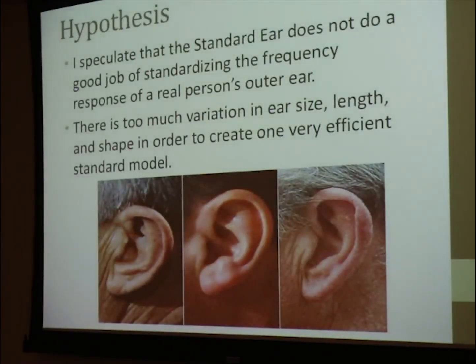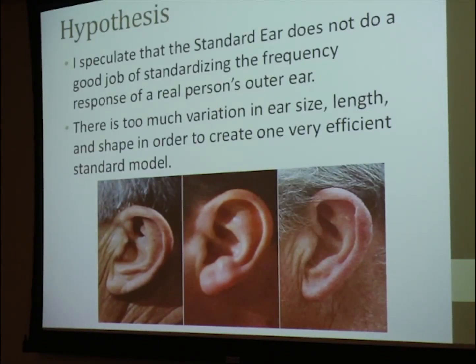So I speculate that the standard ear doesn't do a good job of standardizing the frequency response of a real person's outer ear. There's just too much variation in the size, the length, the depth of some of these cavities, like the concha. Look at that, it's so dark, so deep, as opposed to this one right here. You can see into it.